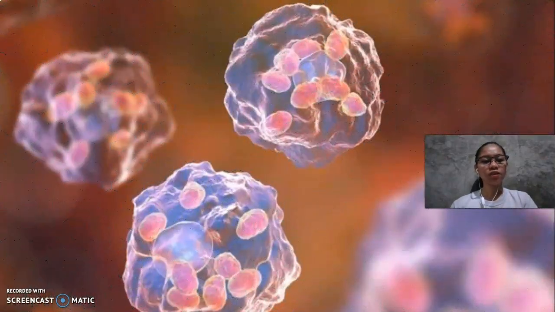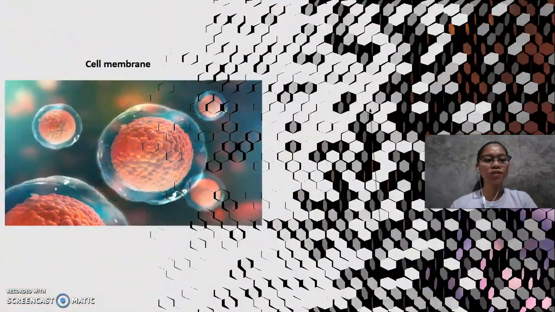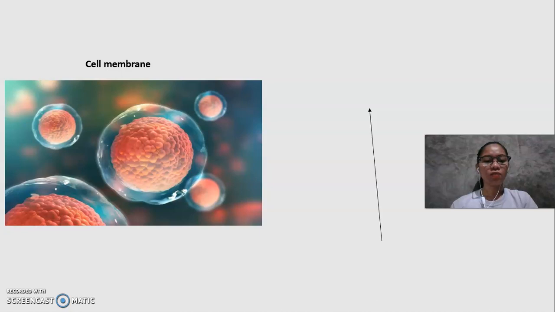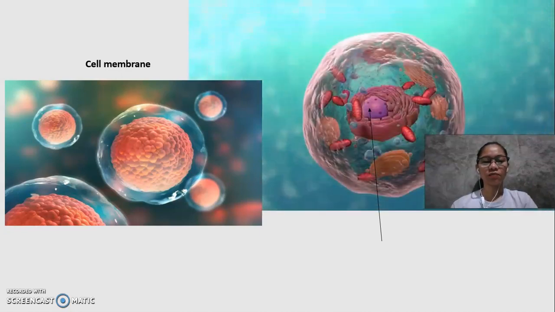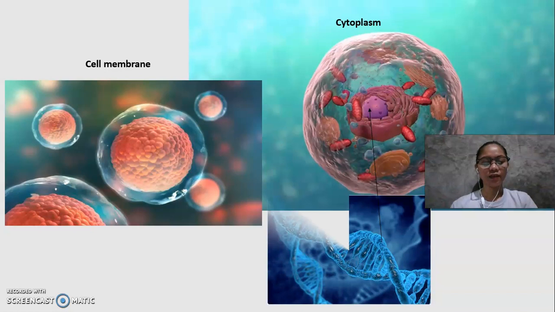In this video, we will be discussing the parts and functions of the cell. Cells are the smallest living unit of an organism. All cells have a cell membrane to separate the inside of the cell, a cytoplasm, which is a jelly-like fluid inside of a cell, and also have DNA, which is the cell's genetic material.